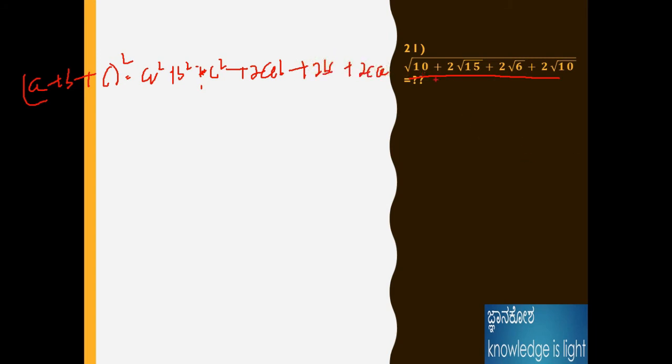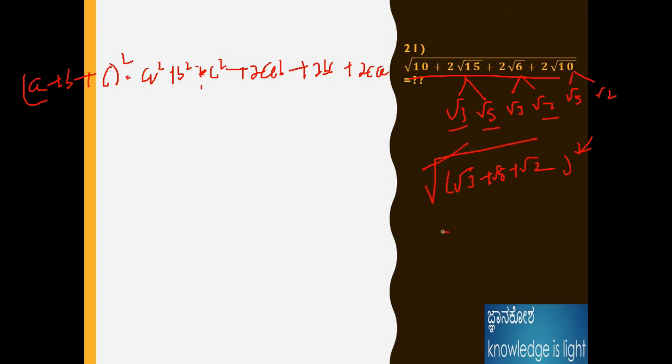Fine. Observe carefully, friends, for this question. Here 2ab is the term, and we need root 3 and root 5. The logic is here only. Why? Because one term is root 3, one term is root 5, and one term is root 2. Then we can easily get the answer: root 3 plus root 5 plus root 2, whole square. Cancel, and the answer is root 5 plus root 3 plus root 2 for this question.